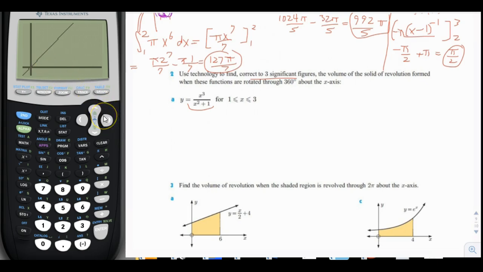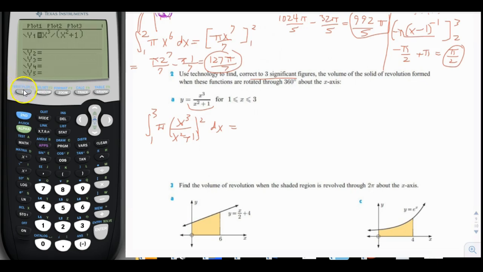And the way we do that is we are going to rewrite the integral like this. We're going to have pi, and then we're going to have x cubed divided by x squared plus 1, and this is the radius, and we're going to square it. And the h is going to be dx, and we're going to integrate from 1 to 3.